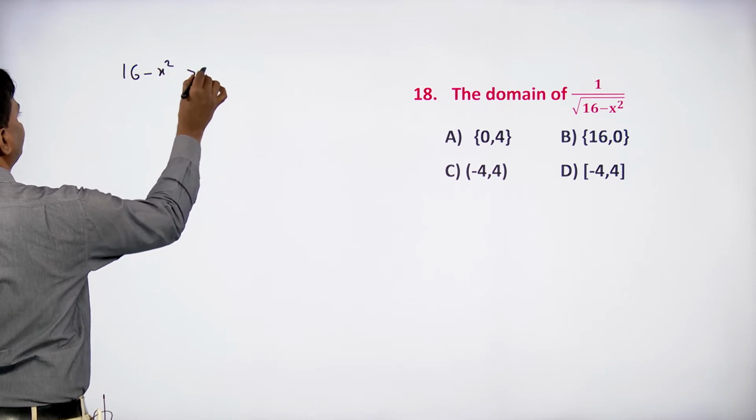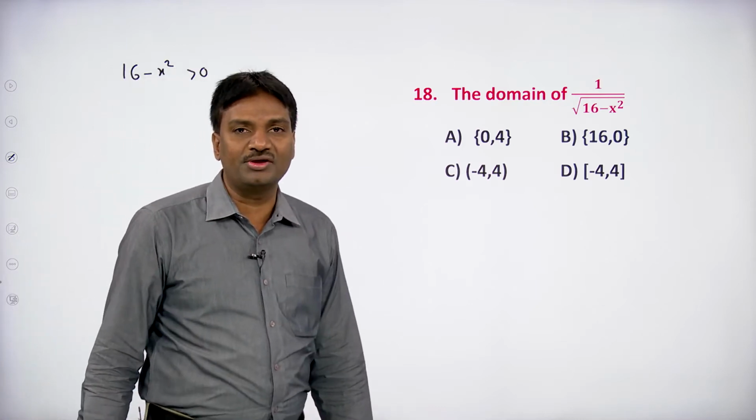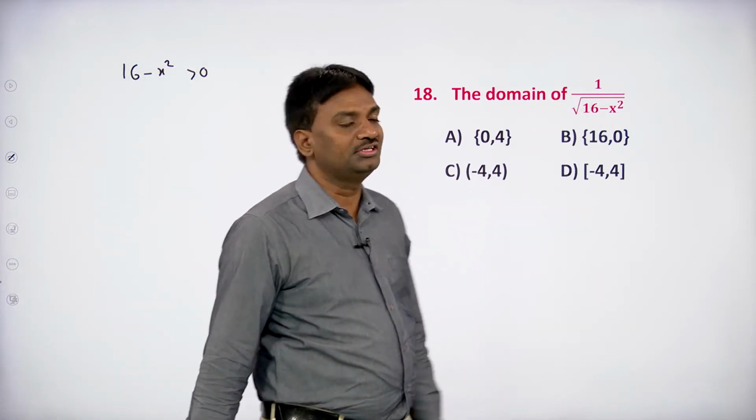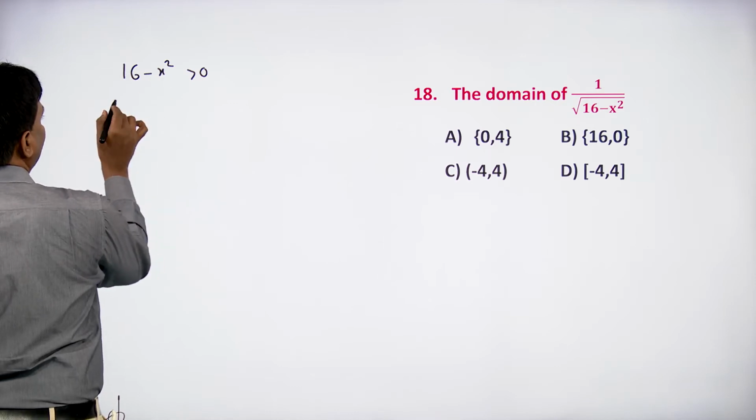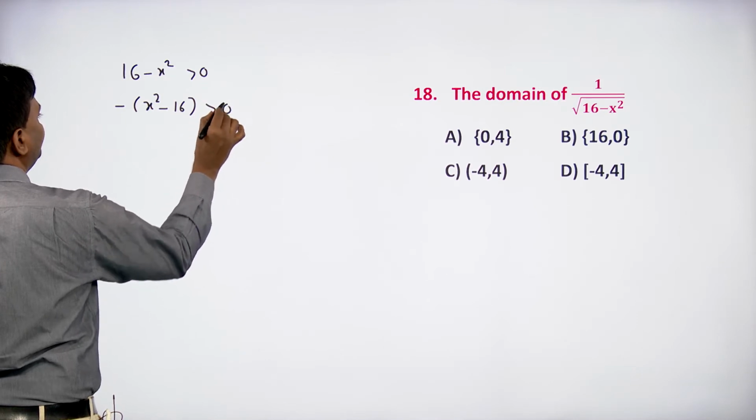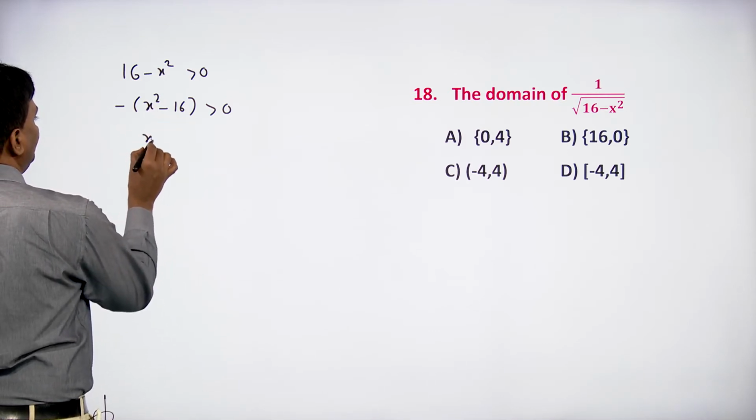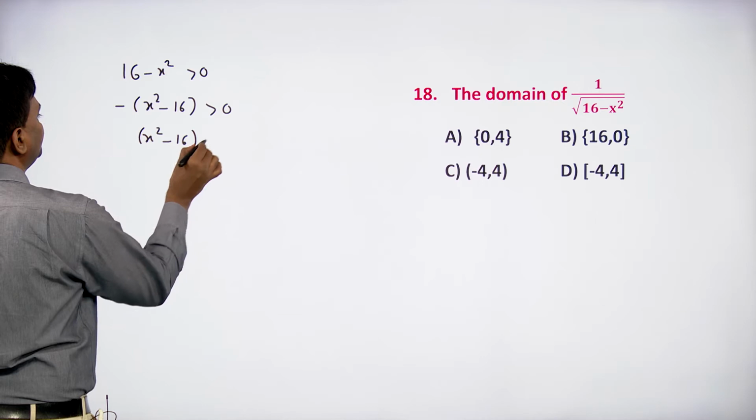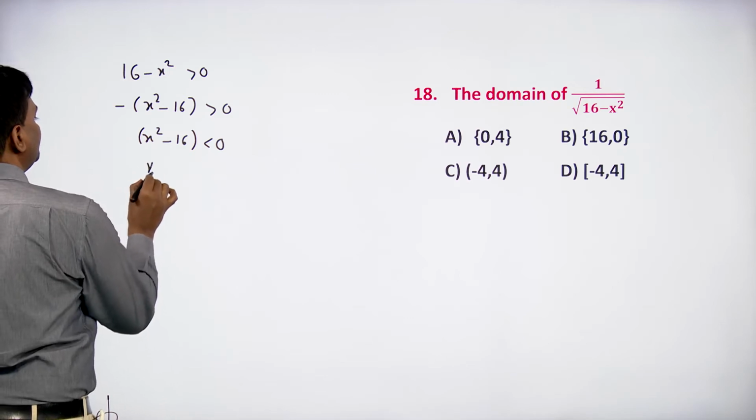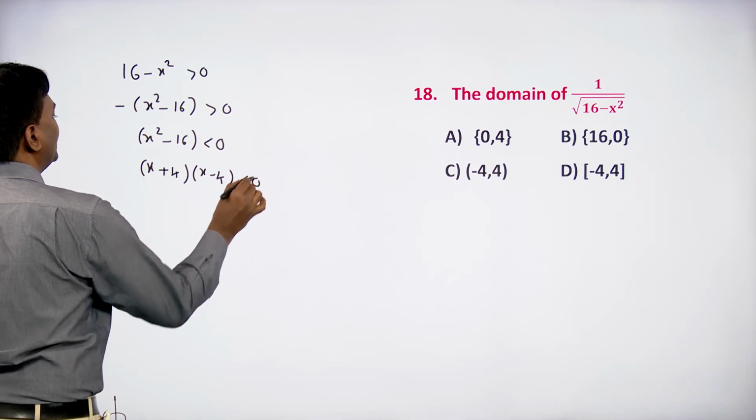When the function is in the form of 1 by square root of f of x, we have to take f of x greater than 0. In place of f of x, we have 16 minus x square. Here, from 16 minus x square, by taking minus as common, you will get minus of x square minus 16 greater than 0. If you multiply on both sides by minus, minus of minus is plus, that is x square minus 16 less than 0. Again, x square minus 16 can be written as x plus 4 into x minus 4 less than 0.